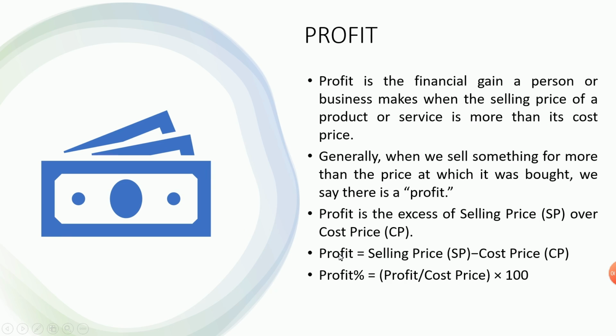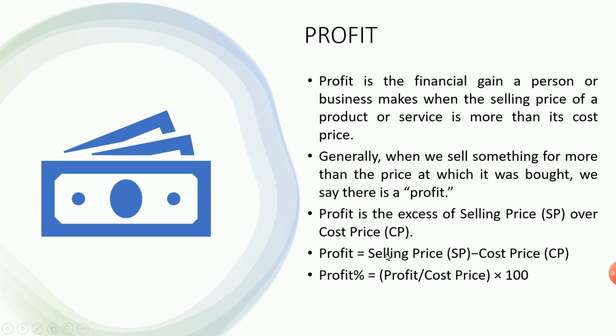Simply, profit is the excess of selling price over the cost price. For that, if you see the formula, profit equals selling price minus cost price. You should remember the terms SP and CP. Selling price, cost price. Cost price is whatever we have bought or invested. Selling price is the final rate at which we sell. So selling price minus cost price is profit.